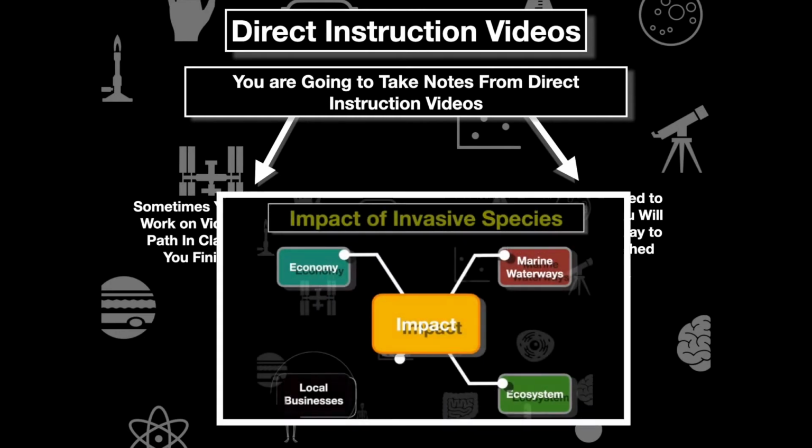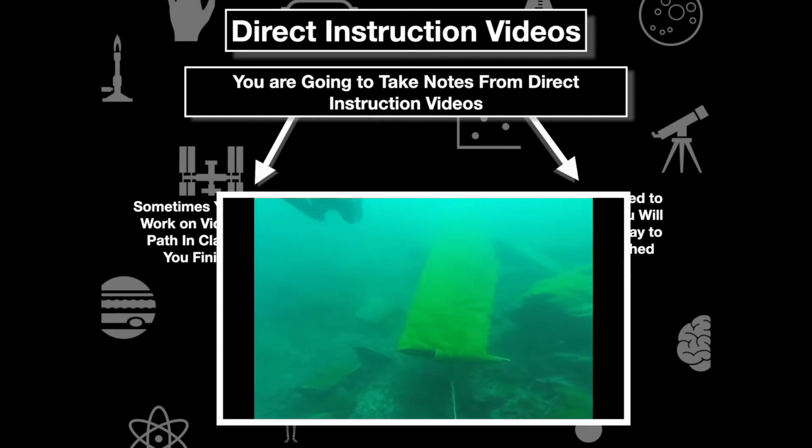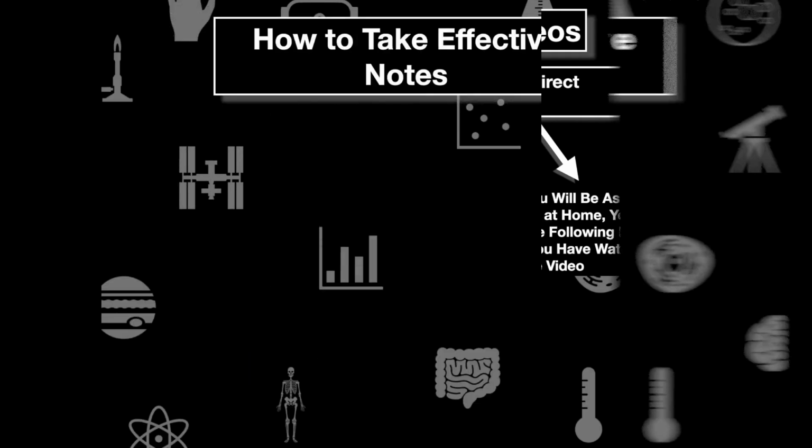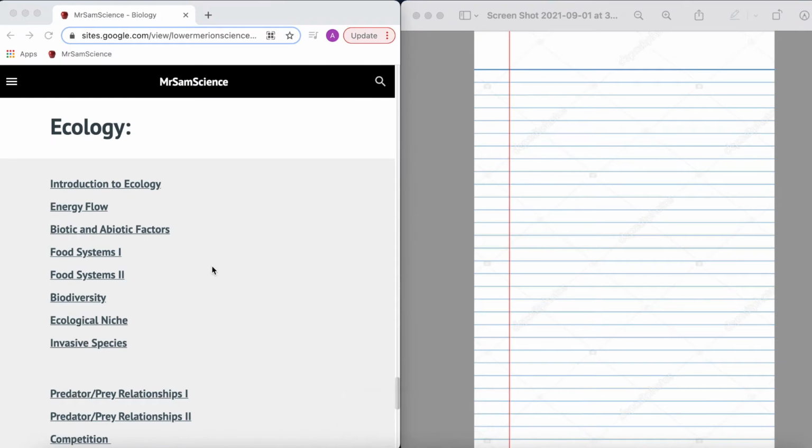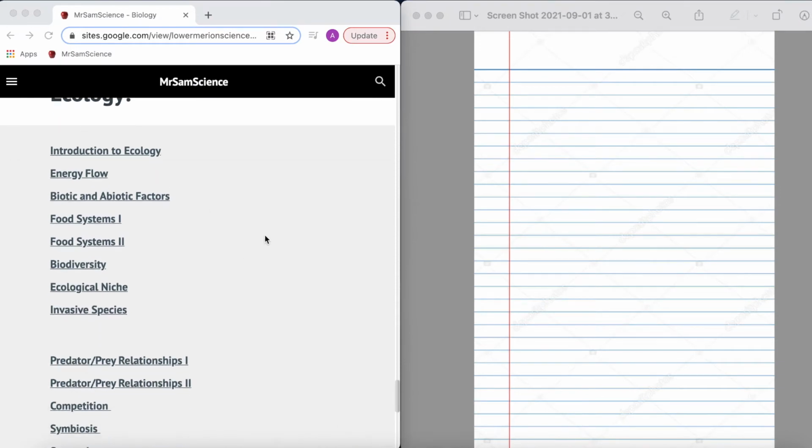At the bottom here, you can see one of the videos. They're interactive. They have my voice in the background. They're designed to be streamlined, and I spend a lot of time planning to make sure that they cover all of the essential material as efficiently as possible. Now, let's look at how to take effective notes. Let's look at the textbook here, and let's watch a video of how we would properly do this.